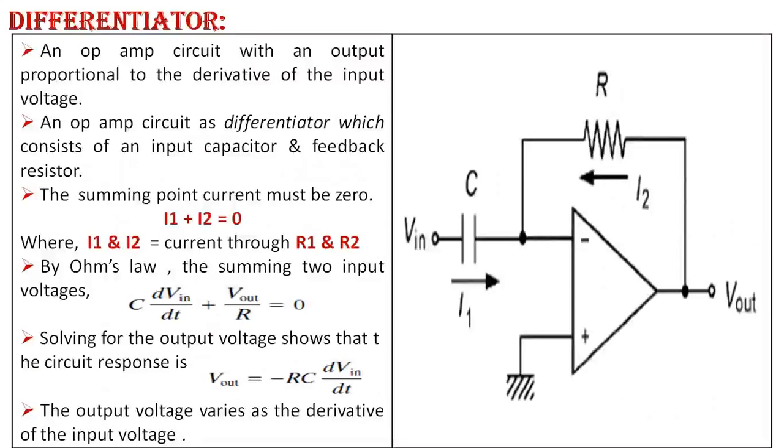Next one is the differentiator, an op-amp circuit with an output proportional to the derivative of the input voltage. The op-amp differentiator consists of an input capacitor and a feedback resistor. The summing point current must be 0. I1 plus I2 is equal to 0, where I1 and I2 are the currents through R1 and R2. By Ohm's law, summing, C dVin upon dt plus V out upon R is equal to 0. Solving for the output voltage shows that the circuit response is V out is equal to minus RC dVin upon dt. The output voltage varies as the derivative of the input voltage.